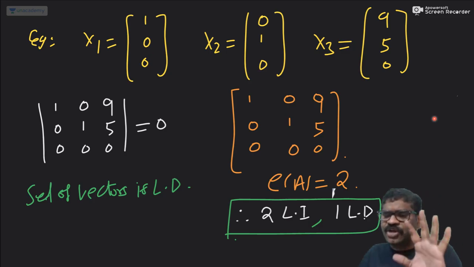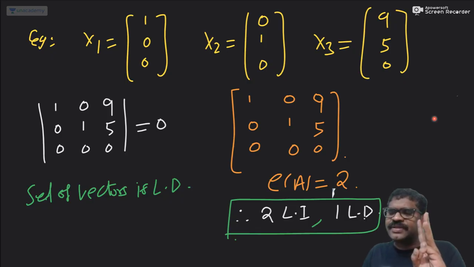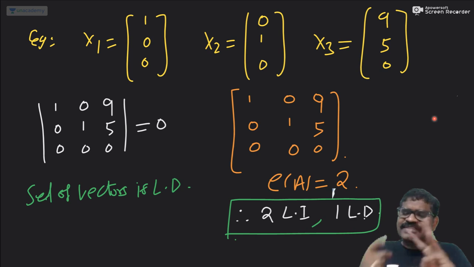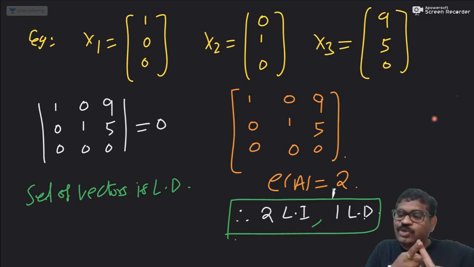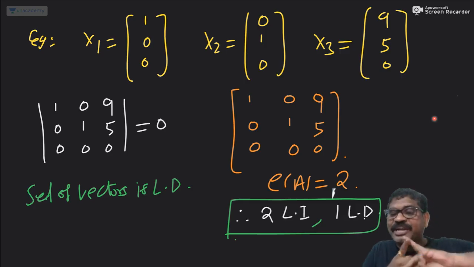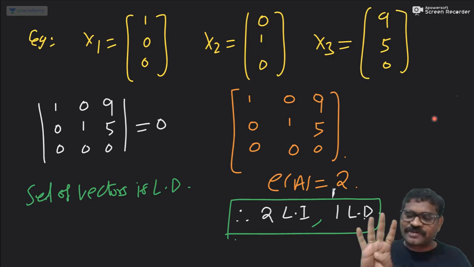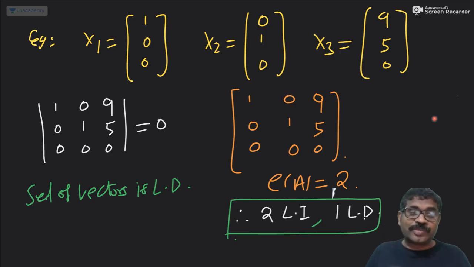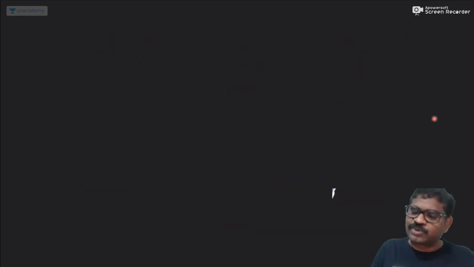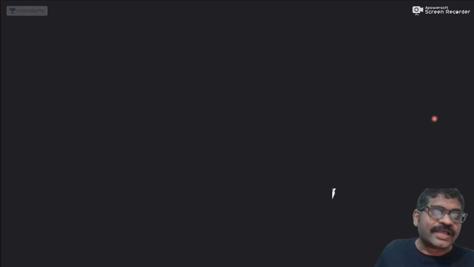So till now you have learned three methods. One is by comparison how to check independent and dependent, by determinant how to check independent and dependent, by rank how to check independent and dependent. Now the fourth method, definition. First I am explaining the definition. Next I will explain with an example. Okay, write the definition.